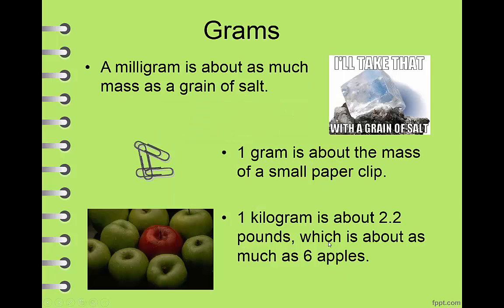So how much is that? Well, 1 gram is about the mass of 1 small paperclip. If I took 1 paperclip and put it on a balance, I'd get about a 1 gram mass. A milligram, that's about as much mass as you get in a single little grain of table salt.